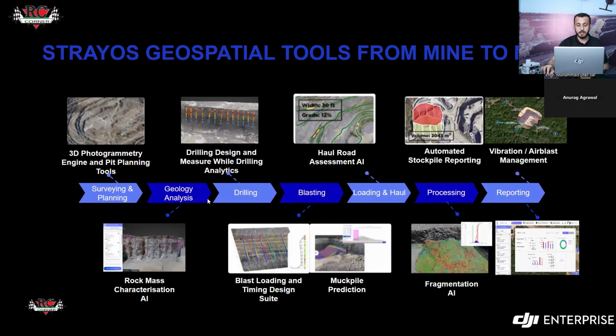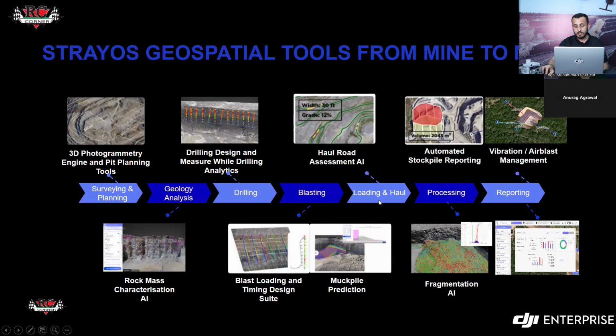Talking about Strayos, what it can do: it can give you surveying and mapping. You can plan surveys and do the planning by doing 3D photogrammetry completely through AI. You can also do geological analysis, rock mass AI characterization of different joints, and you can design the drilling and the blast, and do the post blast analysis.